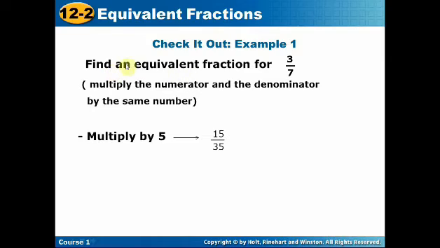Another example, find an equivalent fraction for 3/7. Multiply the numerator and the denominator by the same number. Here I multiplied by 5. 3 times 5 equals 15, and 7 times 5 equals 35.